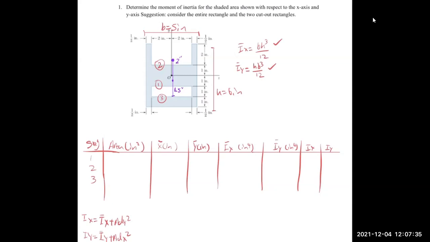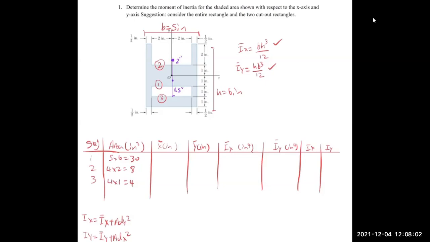For segment one, the area for a rectangle is the length times the width, which for the first one would be 5 multiplied by 6. For segment two, it's going to be 4 multiplied by 2. And segment three, 4 multiplied by 1. Okay, and then let's find out the x bar.